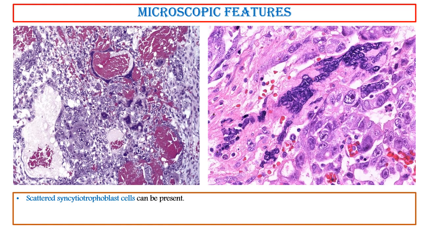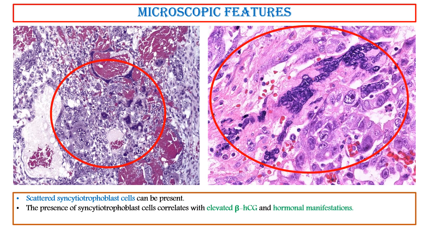Scattered syncytial trophoblast cells can be present. The presence of syncytial trophoblast cells correlates with elevated beta HCG and hormonal manifestations. They are usually located at the periphery of the tumor or within hemorrhagic areas.